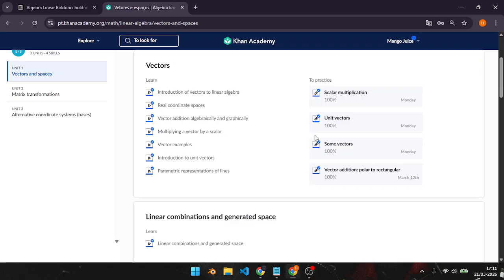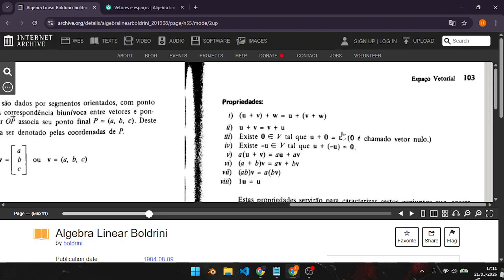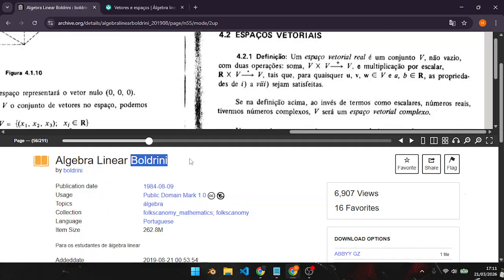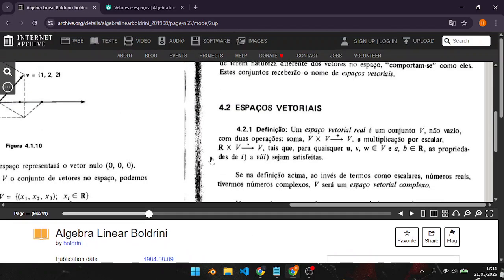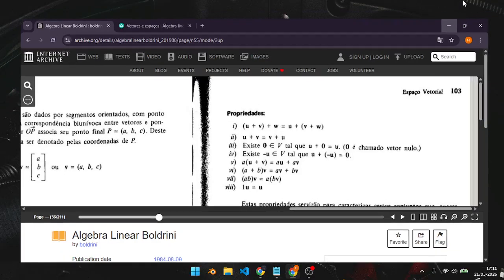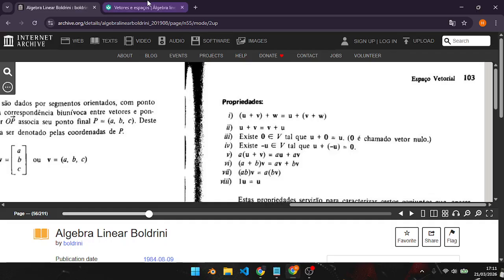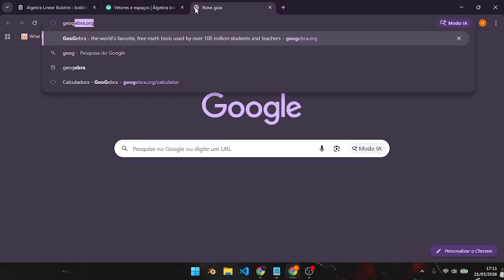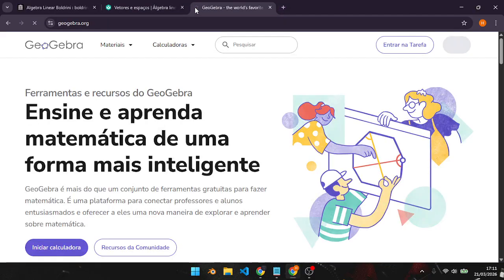So what I'm going to use instead is this book here, Boldrini's book on linear algebra. I know it's in Portuguese here, but I'm pretty sure it has an English version. Anyway, so, parametric equations. I can probably show you here.